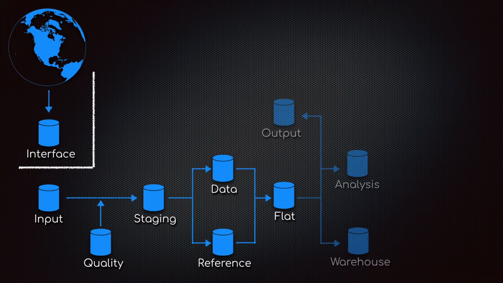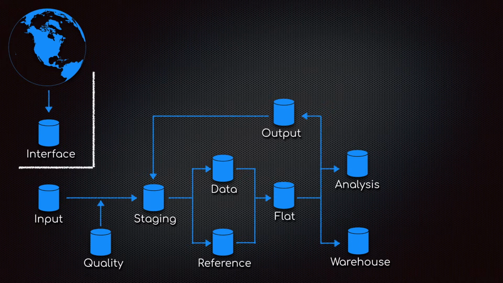From flat, the data will be moved to the warehouse for our type 2 and 3 slowly changing dimensions, into analysis for specific business intelligence inquiries, and output for data leaving the system. Data from output, if we enable loopback features, will travel back to the staging to close that loop.